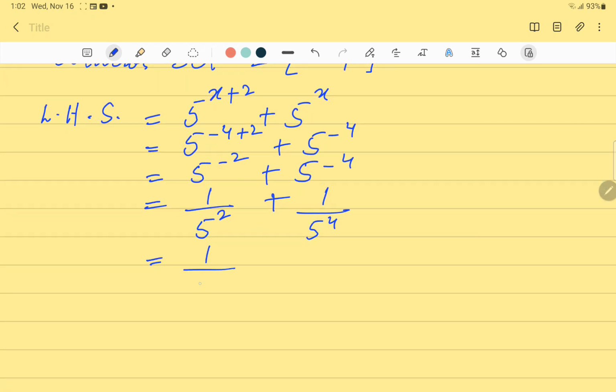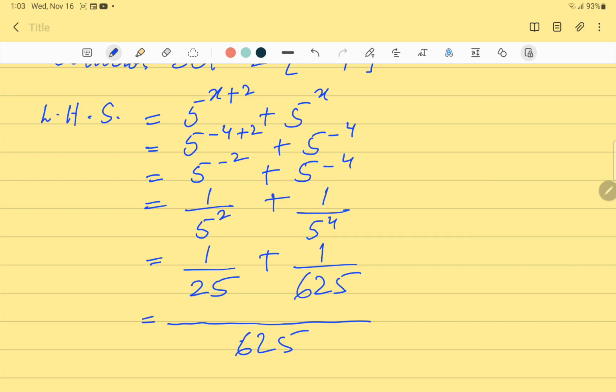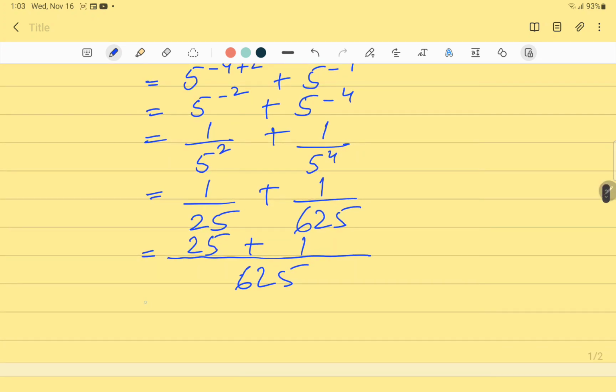5 raised to the power 2 is 25 and 5 raised to the power 4 is 625. We'll take LCM here, which is 625. 25 multiplied by 25 is 625, so 25 into 1 will be 25. 625 multiplied by 1 is equal to 625, so 1 multiplied by 1 will be 1, which is equal to 26 over 625, which is equal to the right hand side. So we have the correct answer.